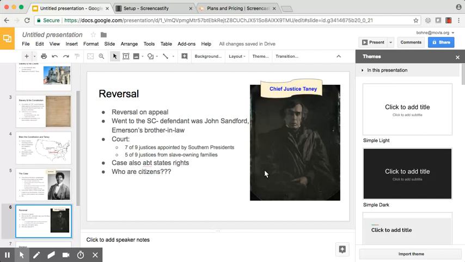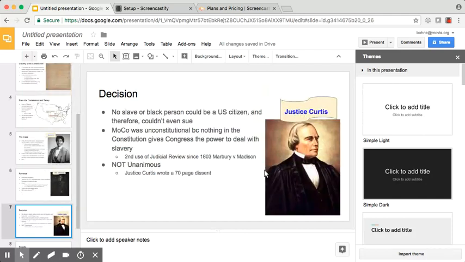So the Taney court decided that people of the U.S. and citizens meant the same thing, and that slaves or their descendants could not be citizens. So therefore, how could they even sue? This case can't even happen because he's not even a citizen. He can't even sue. It also declared that the Missouri Compromise was unconstitutional because nothing in the Constitution gives Congress the power to deal with slavery. This was the second use of judicial review that we learned about since 1803's Marbury versus Madison.